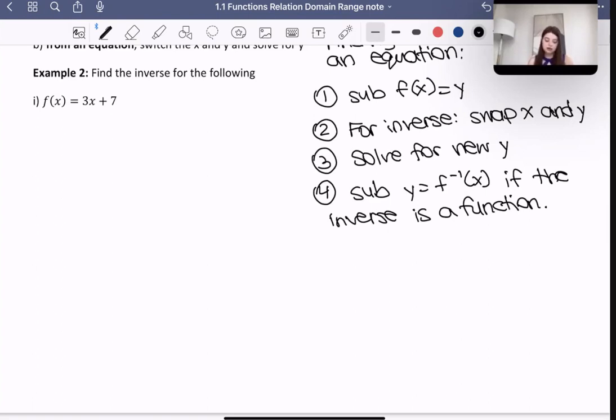So this one is linear, right? It's the y equals mx plus b form, and so this one should be good. I'm still going to go through all the steps and show how it is, but this one should end up as a function as our inverse. So let's do that.